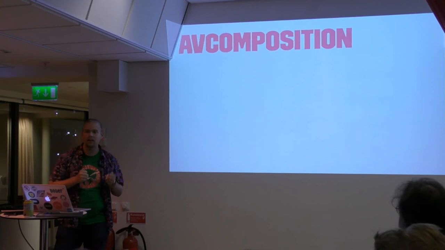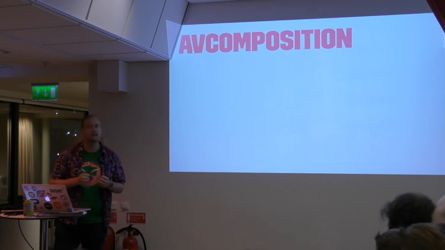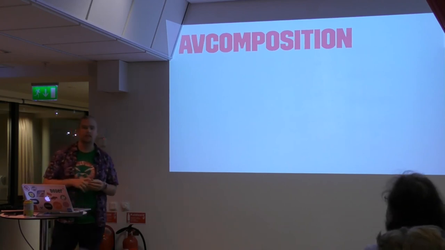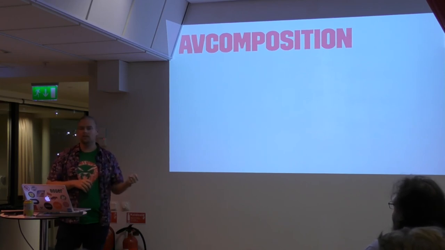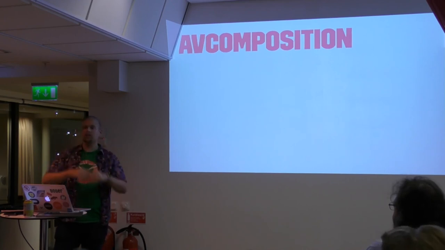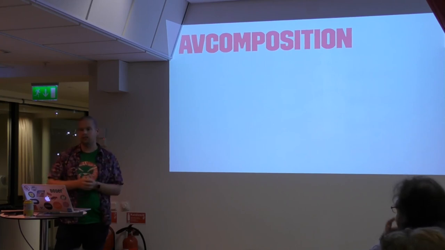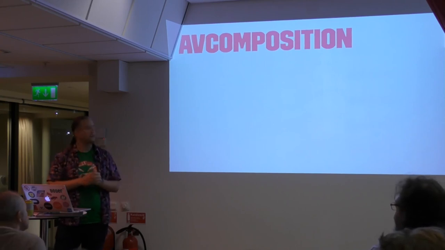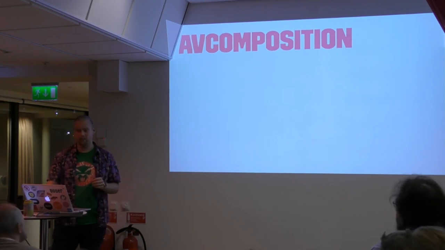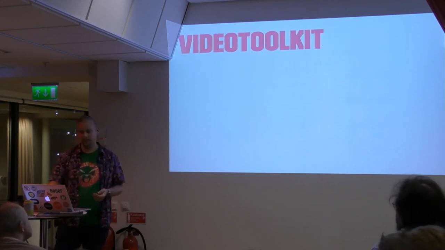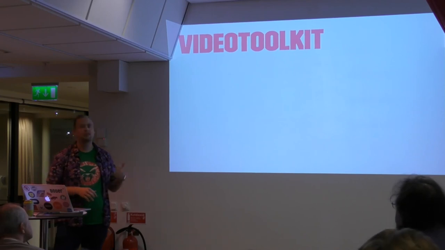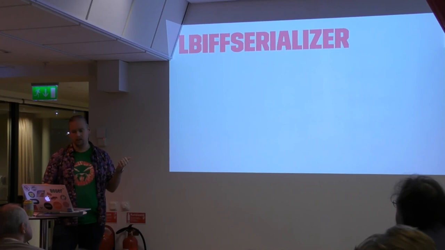AV composition is amazing. It's a really high level AV Foundation class where you can basically add Core Animation animations to UI, to CA layers in a view hierarchy that you attach to a movie, and then you can generate composited video using only high level APIs and all the UIKit stuff you already know. It's nice. Really hard, so I really got to tell you how to use it because it took me such a long time. Video Toolbox lets you access the H.264 hardware on the device and do low-level nice stuff.